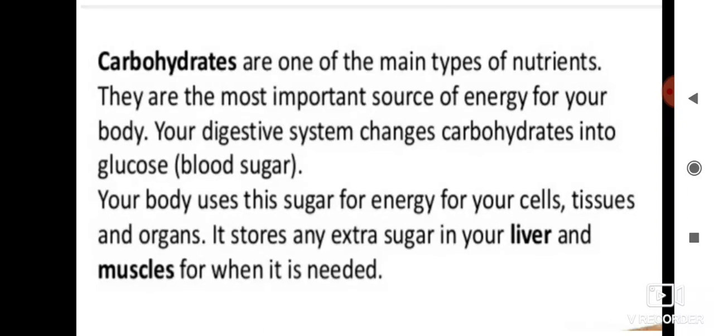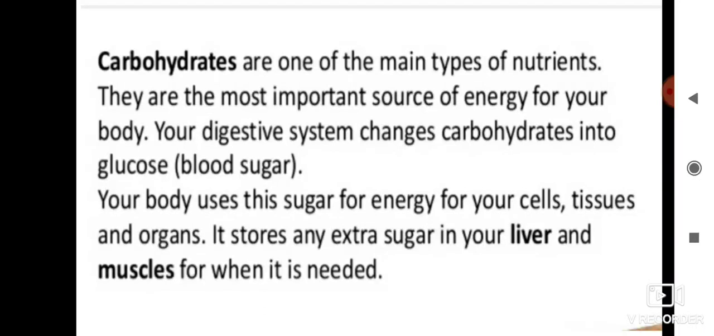So what does glucose contain? Glucose contains energy. When we eat carbohydrate food, it is digested and gives either simple sugar or starch to our body. Then the starch and sugar break down and release glucose, and ultimately glucose gives energy to our body. That's why we need to eat carbohydrate food.